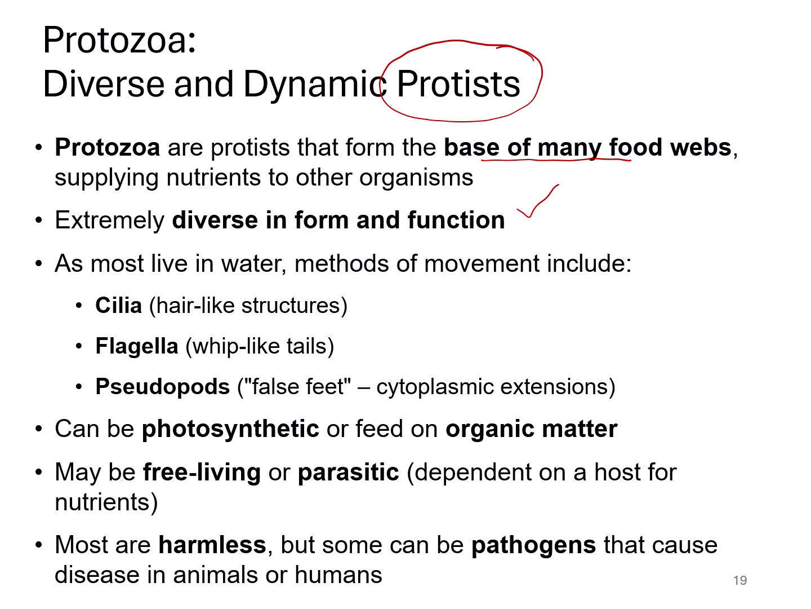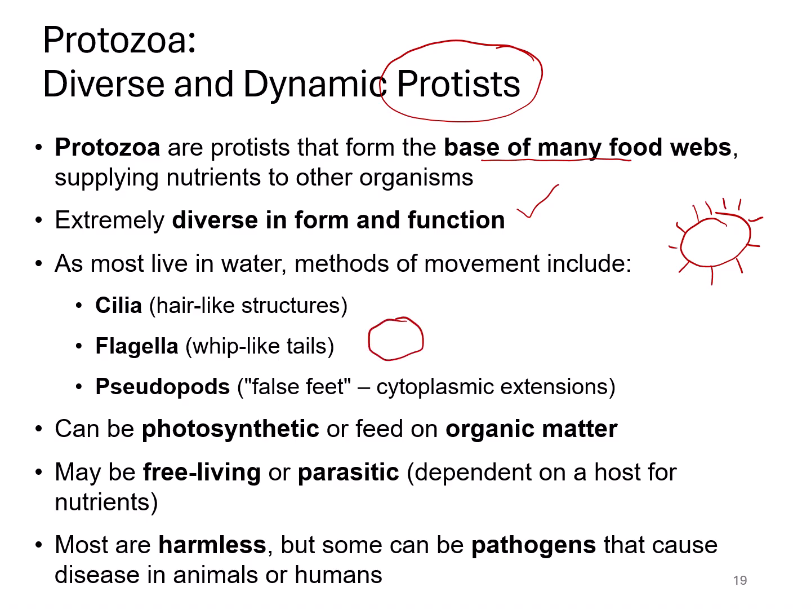If they live in water, then they have to have some kind of structure to allow them to move around. So these can include cilia. So cilia you've probably seen before in other classes, little hair-like proteins that help the cell move around or the cell move things across its surface.